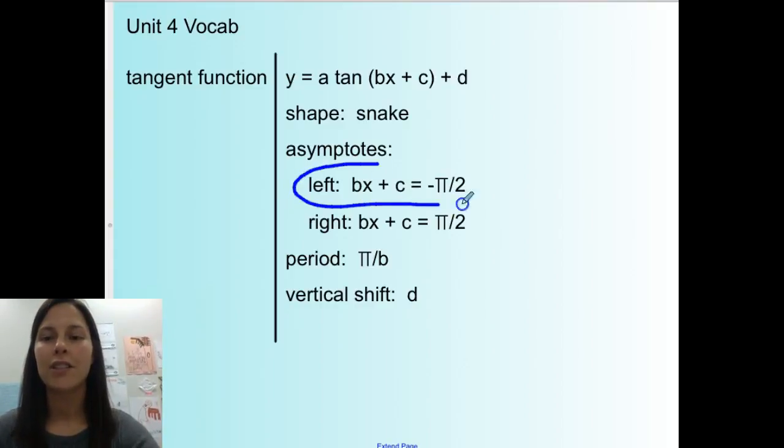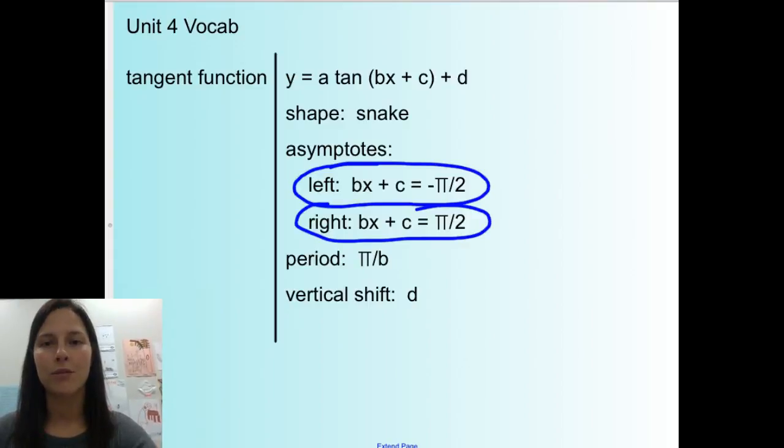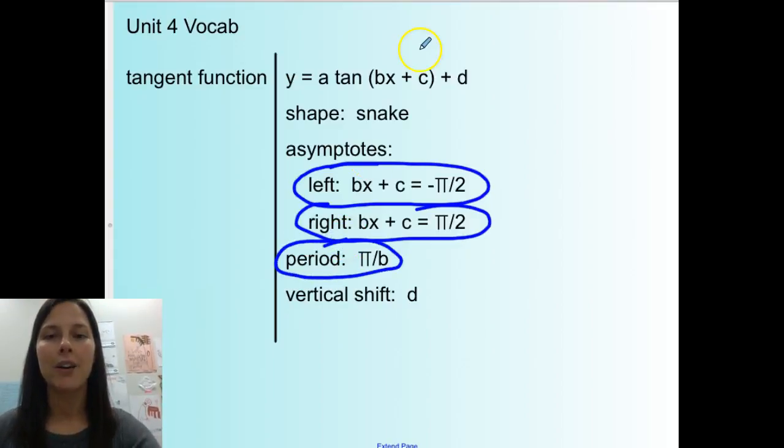Our tangent function starts at negative pi over 2 for one period, and it ends at pi over 2. So when we're finding those left and right asymptotes for the tangent function, we have to use those values instead. And again, finding the period, it would be pi over b, because the parent function has a period of pi.